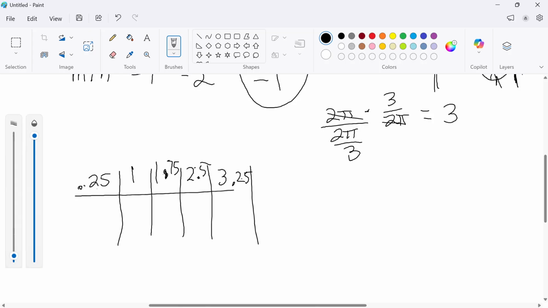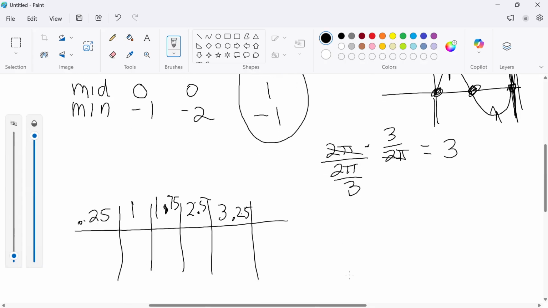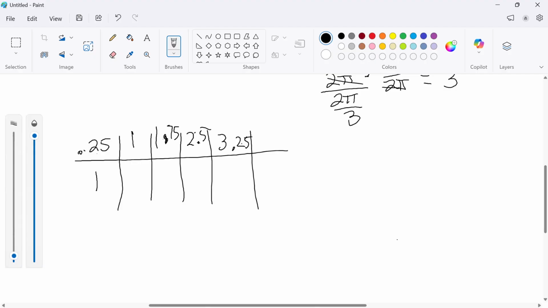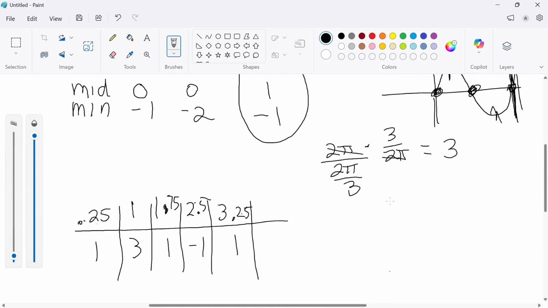And then again, I have to know what sine does in all these places. It's going to be at the midline here, at the midpoint, and at the end. And then it's going to be at the high point at 1, and the low point at 2.5. And so that's one cycle. I've got one cycle figured out.